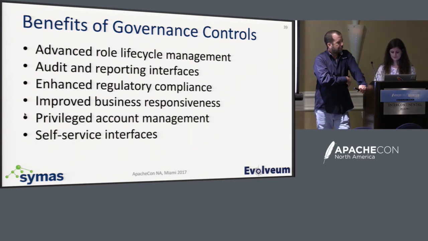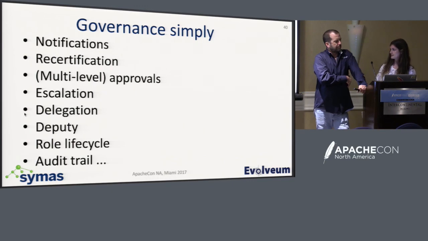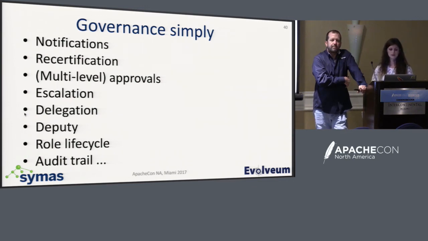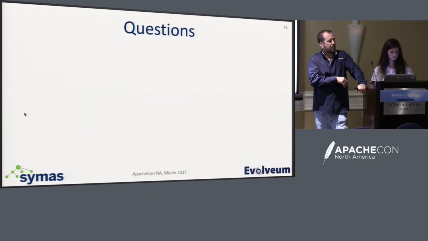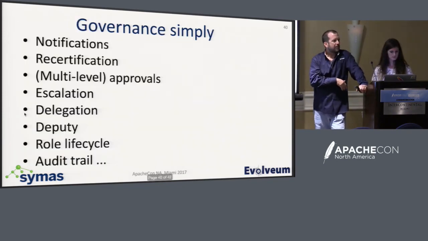And basically, the governance is about notification, recertification, approvals, which can also be multi-level, then escalation, delegation, deputy, which we could also see in the demo, and the role lifecycle and audit, and more and more. Are you convinced now? Looks pretty good. So if you have any questions. Got time for questions? Yep.